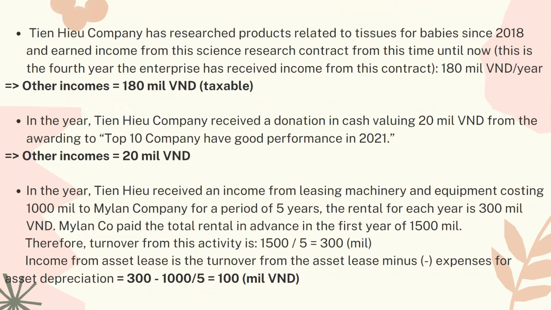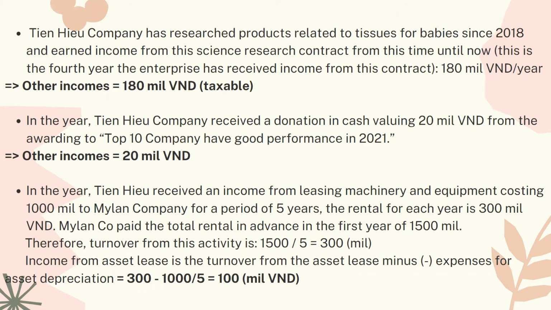Another example is the company has researched a product related to tissue for baby since 2018 and earned income from this science research contract from this time until now. And in this case, other income is 180 million, and it is taxable. Next, in the year, the company received a donation in cash valued at 20 million Việt Nam đồng from the award, and this is another income.